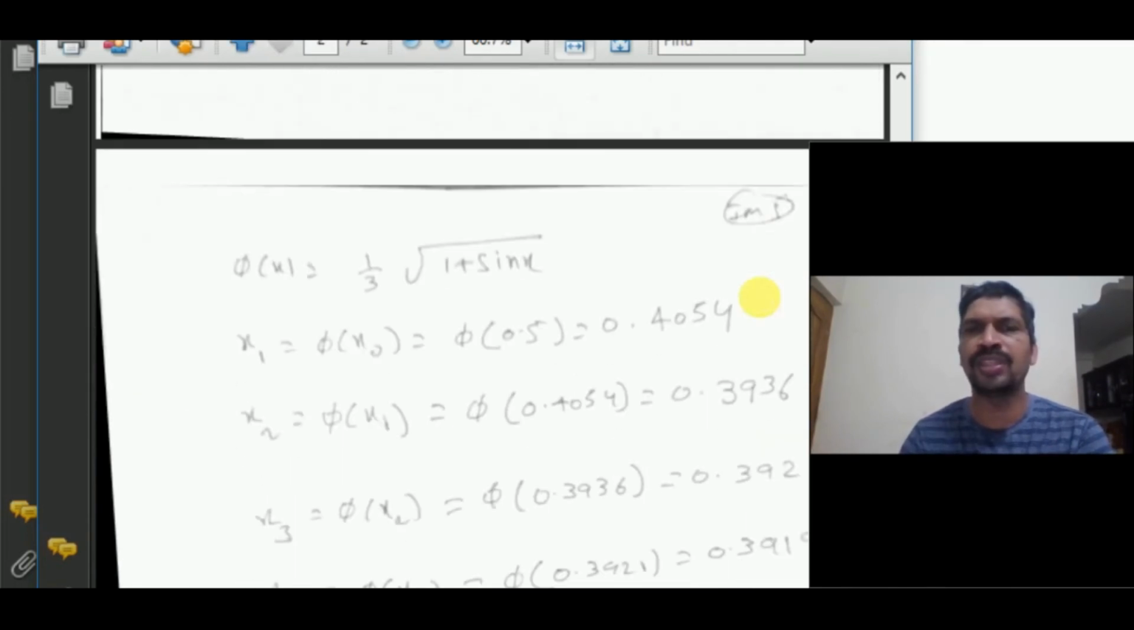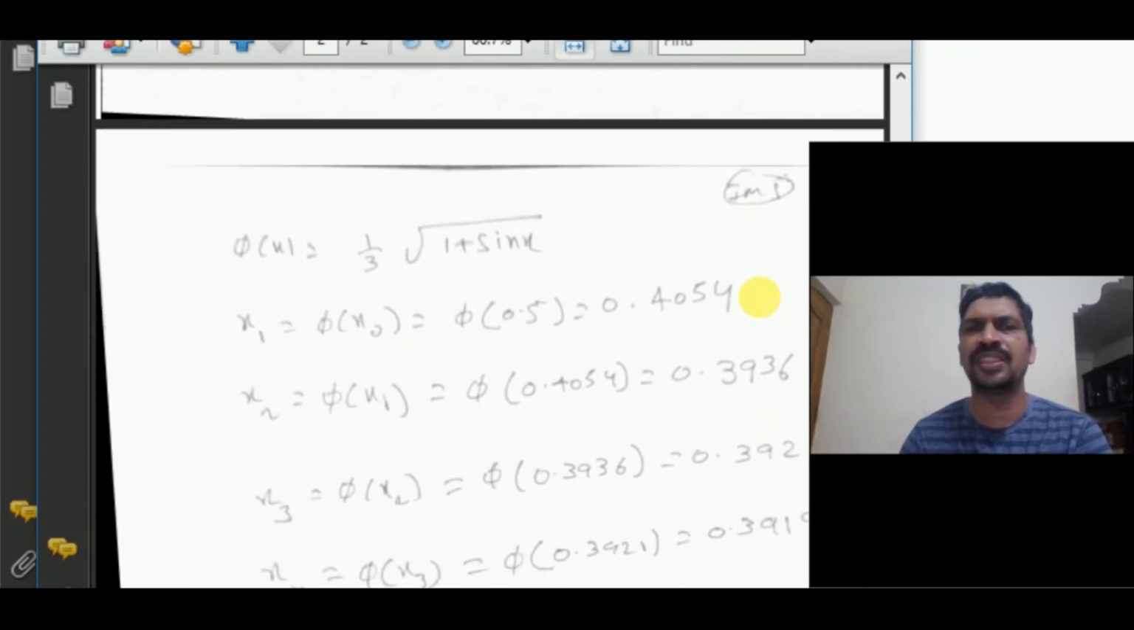Phi of x equal to 1 by 3 into square root of 1 plus sin x. Okay, I am doing this iteration process. X1 equal to phi of x naught. Initially x naught equal to 0.5, since the root lies between 0 and 1. I am considering 0.5. Sometimes you may consider 0.6 or 0.3, any value, no problem. Phi of 0.5 equals 0.4054.